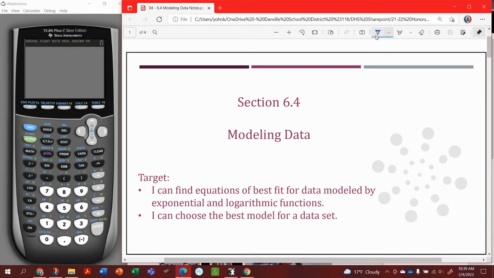Today we're going to learn how to find equations of best fit for data modeled by exponential and logarithmic functions and how to find the best model for a data set.